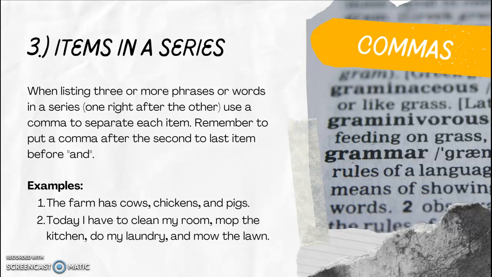Some examples of this are, the farm has cows, comma, chickens, comma, and pigs. Notice that last comma placement. And the same goes for more complex lists, such as, today I have to clean my room, comma, mop the kitchen, comma, do my laundry, comma, and mow the lawn. The pattern is the same no matter how long or complex your list is.